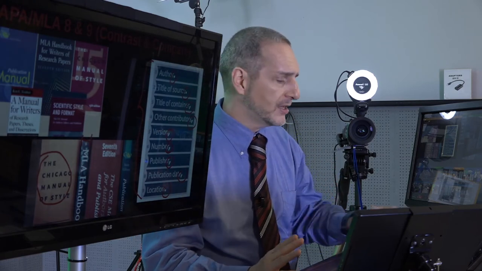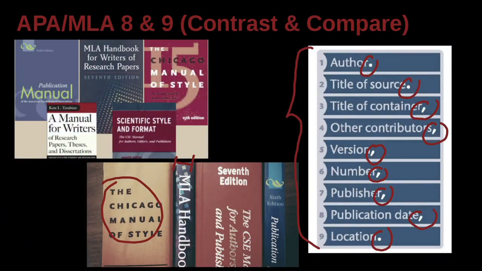MLA, on the other hand, is much more focused on their goal, which is, can the reader find the reference? That's the main goal they lay out, and they try to help you to do that by giving you this graphic by saying, include these things, and the reader should be able to find what they're looking for.